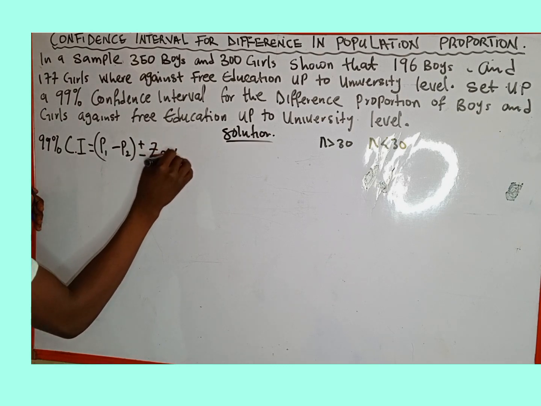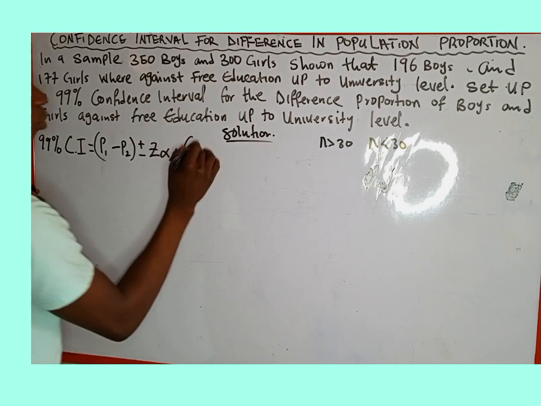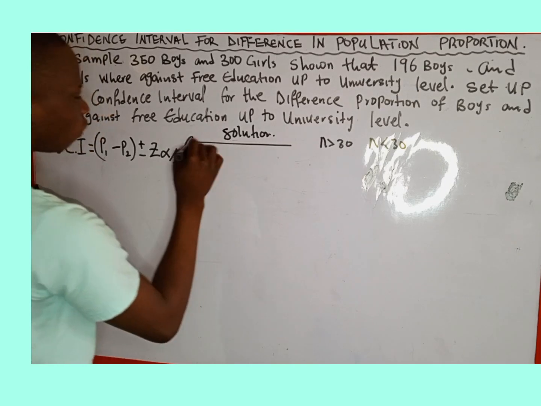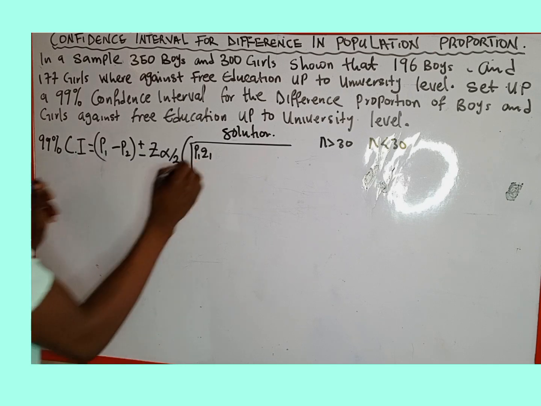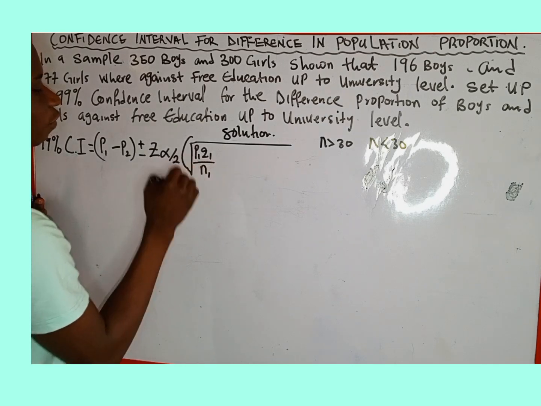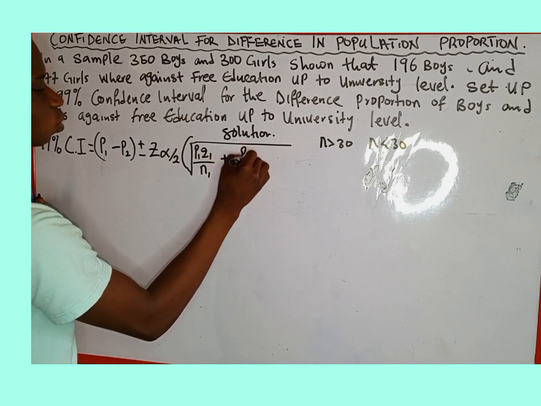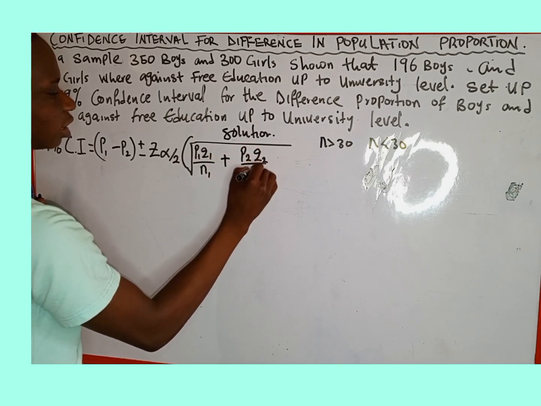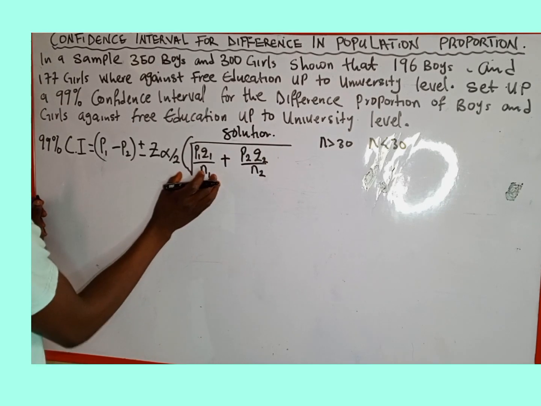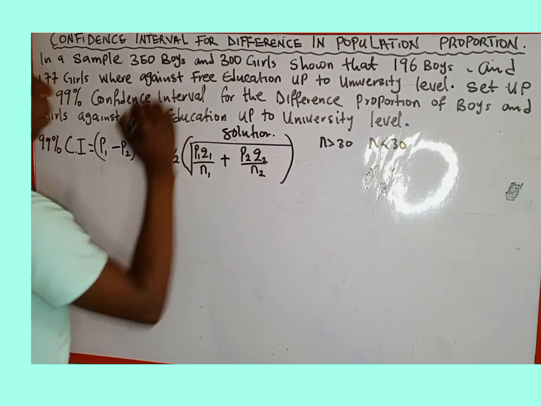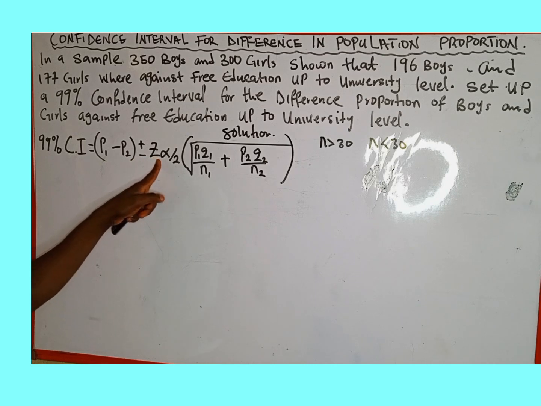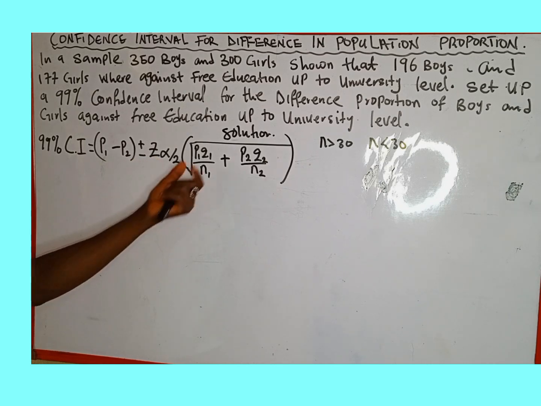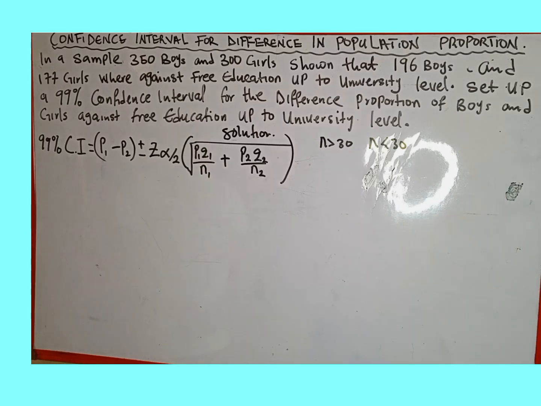Z alpha over 2, then multiply by the square root of P1 Q1 over the sample of boys, n1, then plus P2 Q2 over the sample of girls, n2. So this is for the boys and this is for the girls. You close the bracket. The next thing we are going to do is to get the values of P1 and P2. Also, we read the value from the Z table. Also, N1 and N2 are given from the question.